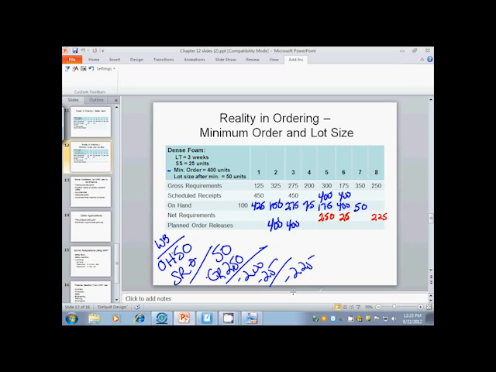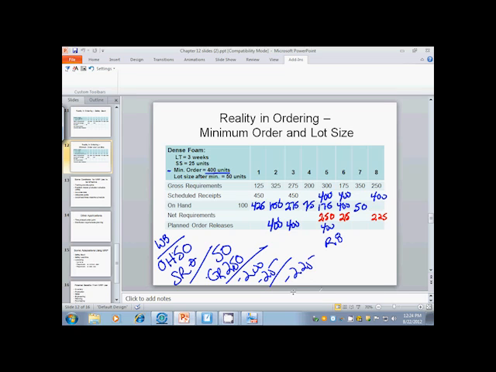Can you order 225 units? Nope. You have to order the minimum order of 400 units, remember? 400 is bigger than 225. 3 weeks in advance due to a 3-week lead time. So 400 units will need to be ordered in week 5. If you order them in week 5, plan on getting them in week 8.